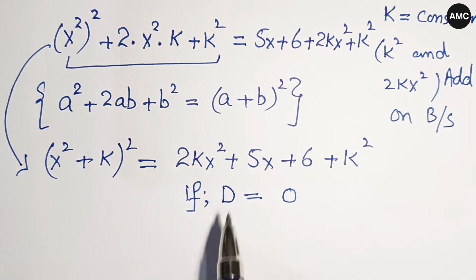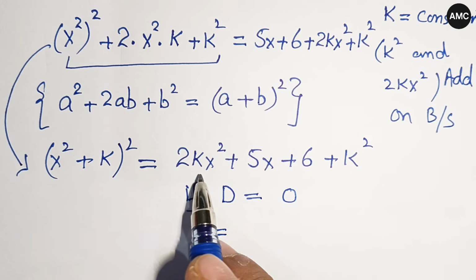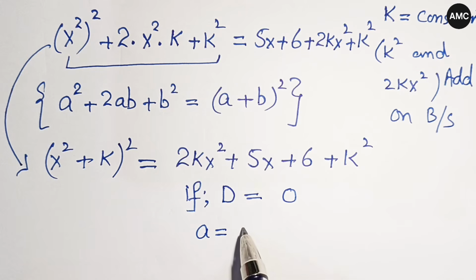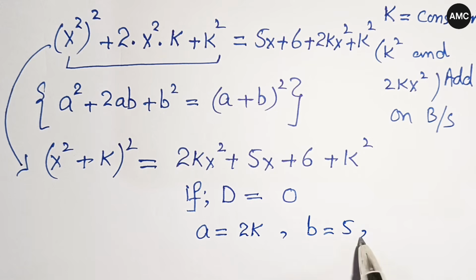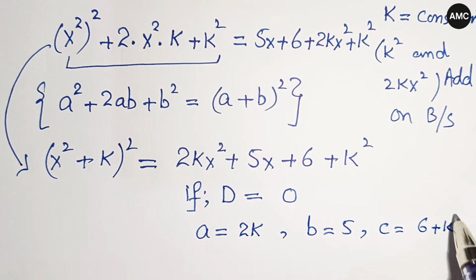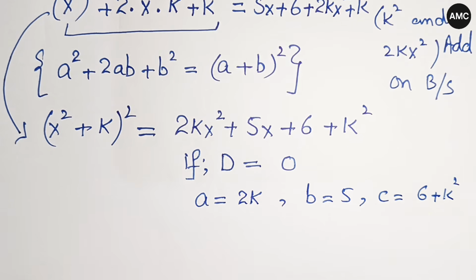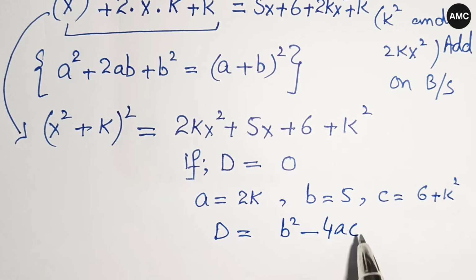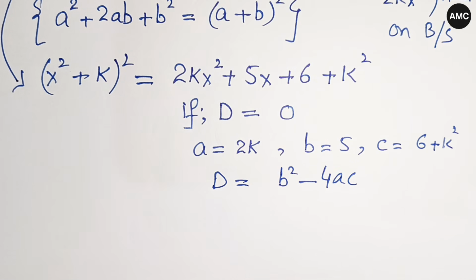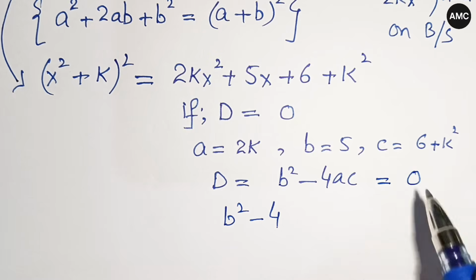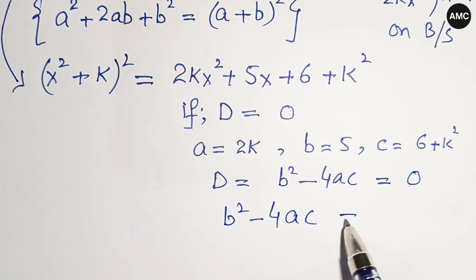Now here the value of a is 2k, the value of b is 5, and the value of c is 6 plus k squared. Now the determinant is equal to b squared minus 4ac. Here this determinant should be equal to 0, so b squared minus 4ac is equal to 0.